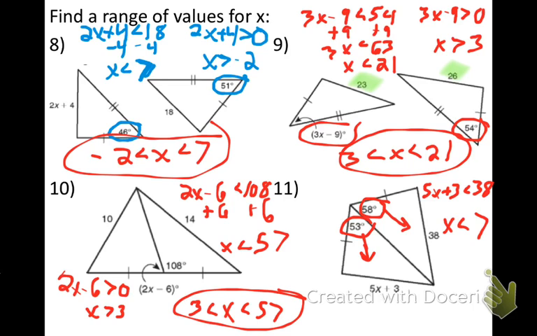Caitlin? 5x plus 3 is greater than 0. When you work that out, what do you get, Caitlin? I like fractions. So we could have put the fractions. X is greater than negative 3/5.